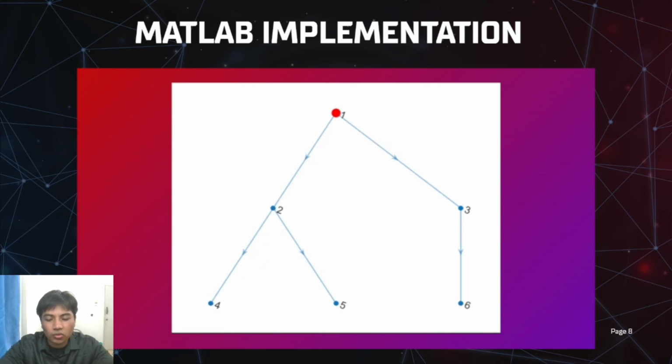It branches into nodes 2 and 3, which further expand into leaf nodes 4, 5, and 6. The arrows indicate the direction of traversal from parent nodes to child nodes. The implementation uses MATLAB's graph and digraph functionalities to create and visualize the trees. Coordinates are assigned to each node to ensure a clear hierarchical layout.